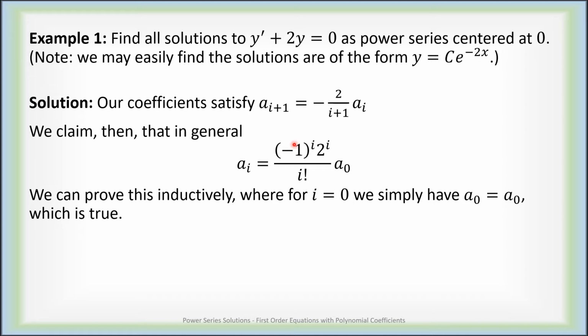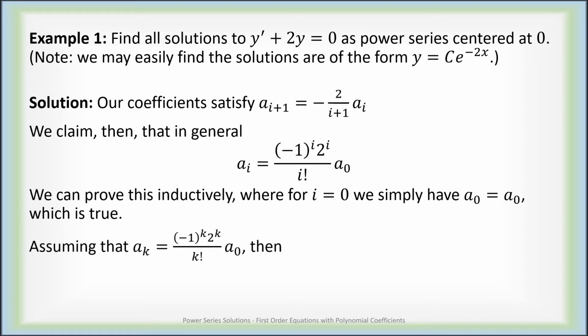If you check I equals 0, it's just claiming that a sub 0 equals negative 1 to the 0, 2 to the 0, which is 1, over 0 factorial, which is also a 1. So is a sub 0 equal to 1 times a naught? It certainly is. So this claim that a sub I is always equal to negative 1 to the I times 2 to the I over I factorial times a naught is true for index 0.